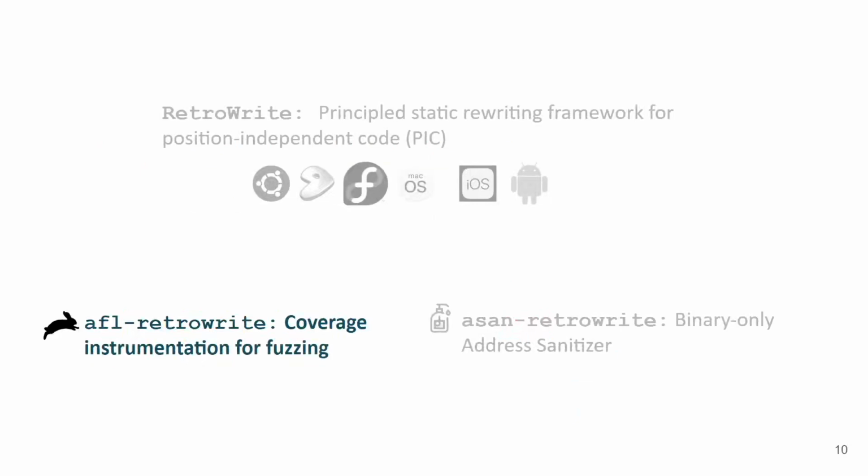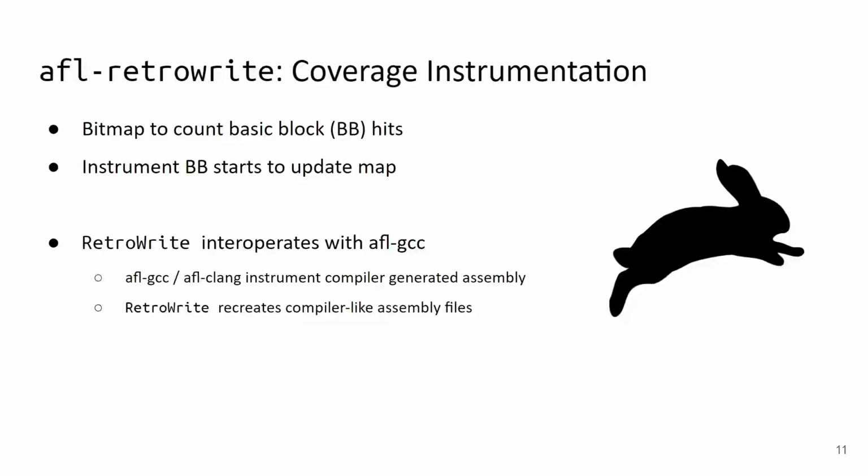Now that we have reassembleable assembly, let's dive into the first instrumentation pass, AFL RetroWrite, for coverage-guided instrumentation. AFL is a popular fuzzer that has been successful in finding bugs in the wild and has been a hot topic in the research community as well. To collect feedback, AFL measures edge coverage by maintaining in memory a bitmap of visited basic blocks during a program execution. All basic blocks are then instrumented to update this bitmap.